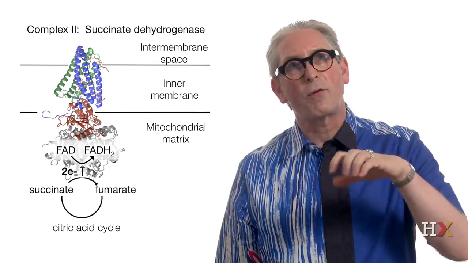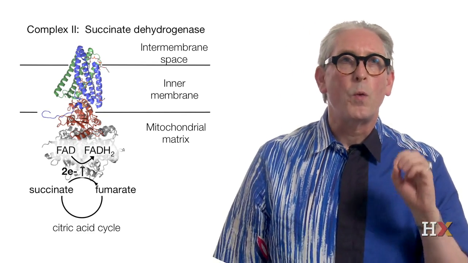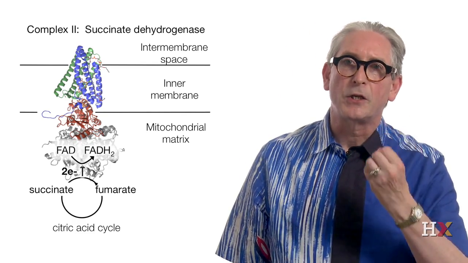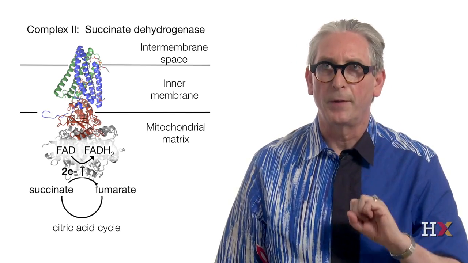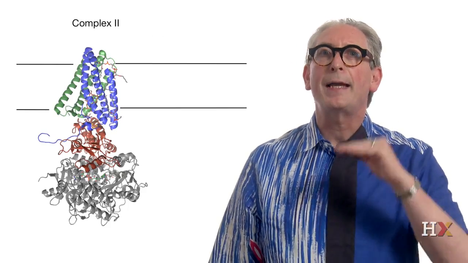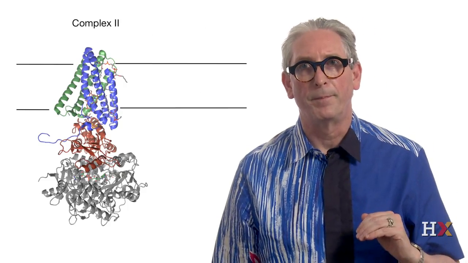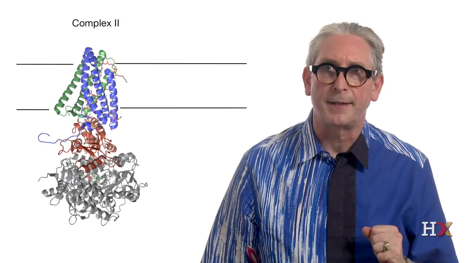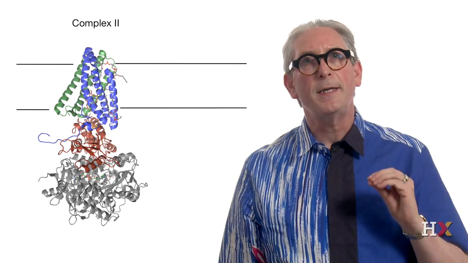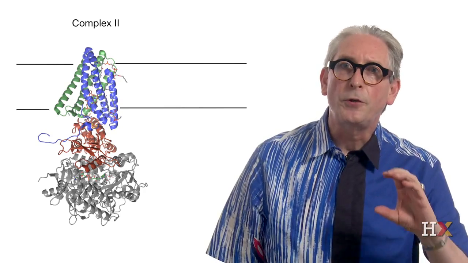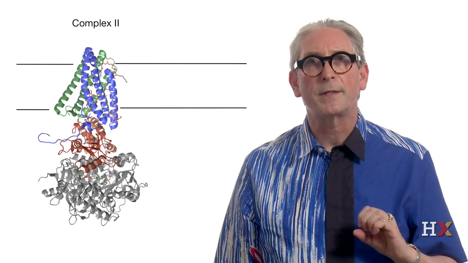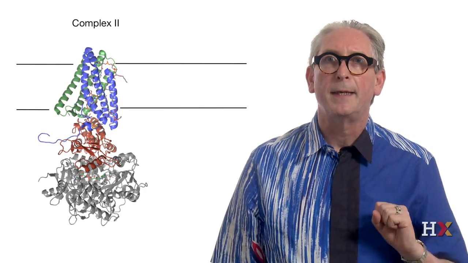Complex 2 functions as a trimer with a mushroom-like shape, but we will focus on one of the monomers and learn how electrons move through this monomer. On the structure that is presented here, you can see that complex 2 is formed of 4 subunits. 2 reside in the mitochondrial matrix and 2 are embedded in the inner membrane.